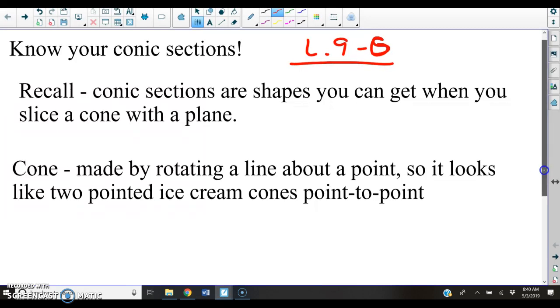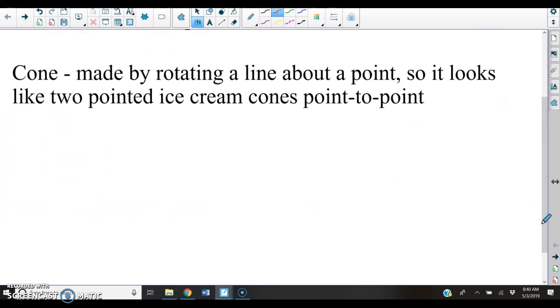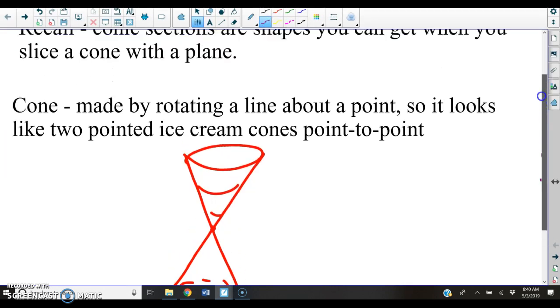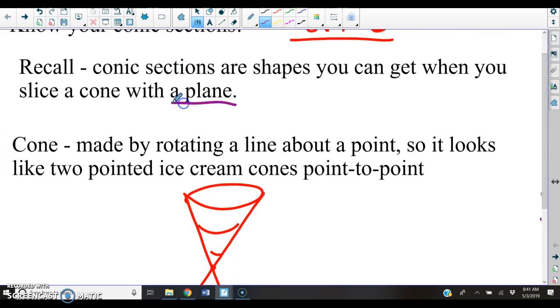Now, when we talk about cones in math, it's not ice cream cones. That would be good too. But what you're doing is you're taking a line, holding it in one spot, and you're spinning it in circles. So you get two halves that look like two ice cream cones point to point. Okay? Now, when we talk about the different conic sections, we're taking a plane. Back to this definition. You're taking a plane and you're hitting this cone.